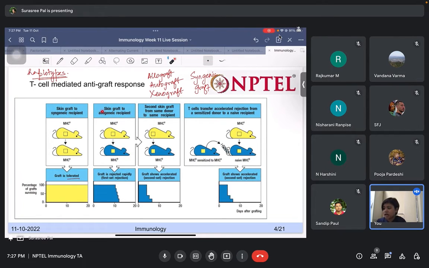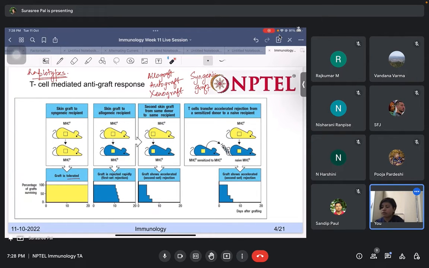However, if skin is grafted onto an allogenic recipient, which is not genetically identical, you can see this yellow mouse has MHC A, whereas this blue mouse has MHC B. So when the tissue of this yellow mouse is transplanted to the blue mouse, there will be T cells which will recognize this MHC A as a foreign antigen, and then react against this particular transplant, right? So the graft is rejected rapidly, after 10 to 13 days.